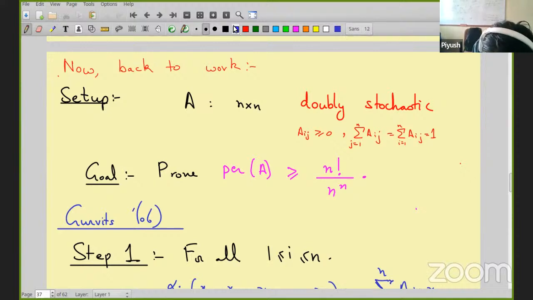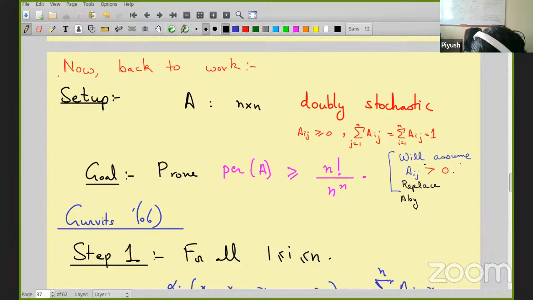So the thing I will do is that instead of A, I will assume that all entries of A are actually strictly positive. And how can I assume that? Just by doing this. So replace A by alpha A plus 1 minus alpha J by n. J is the all ones matrix, right?